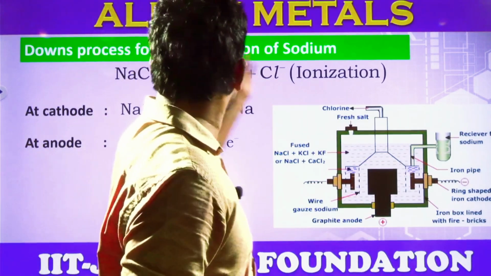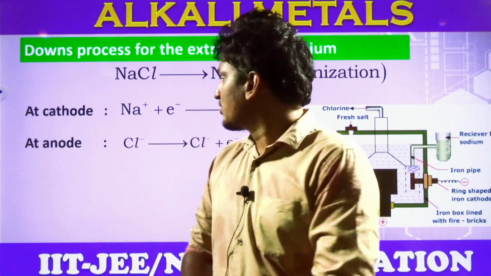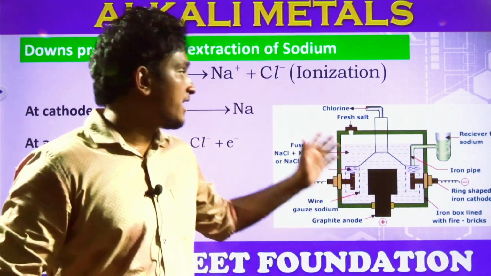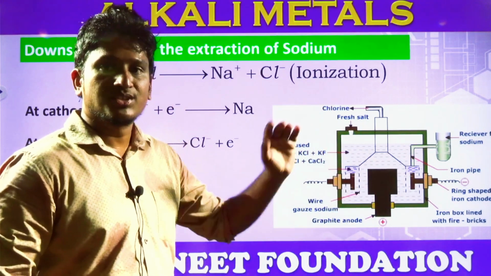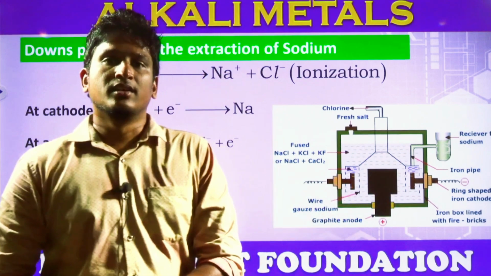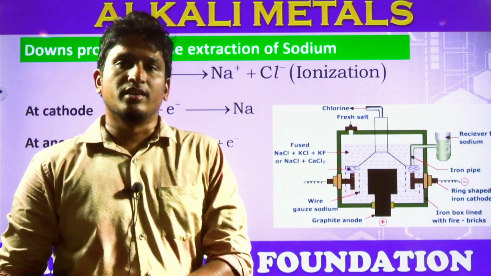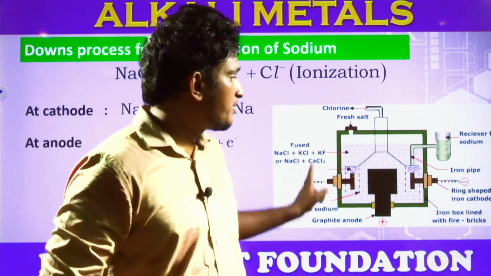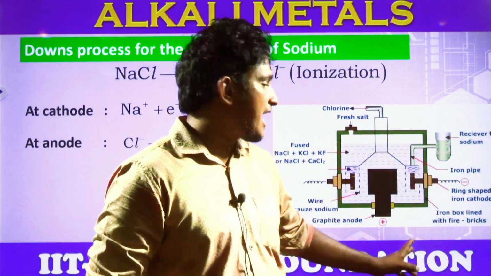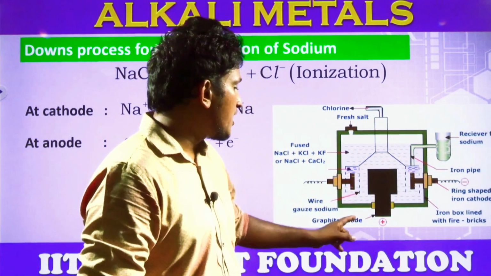Reaction of halogens. Next, Downs process for the extraction of sodium. Downs is a scientist's name, students. So here we have an electrolytic technique to extract the sodium. Look at the whole setup: a steel container which is covered by fire resistant bricks. We have a cathode and an anode. What is the charge on the cathode? The charge on the cathode is negative. The charge on the anode is positive.